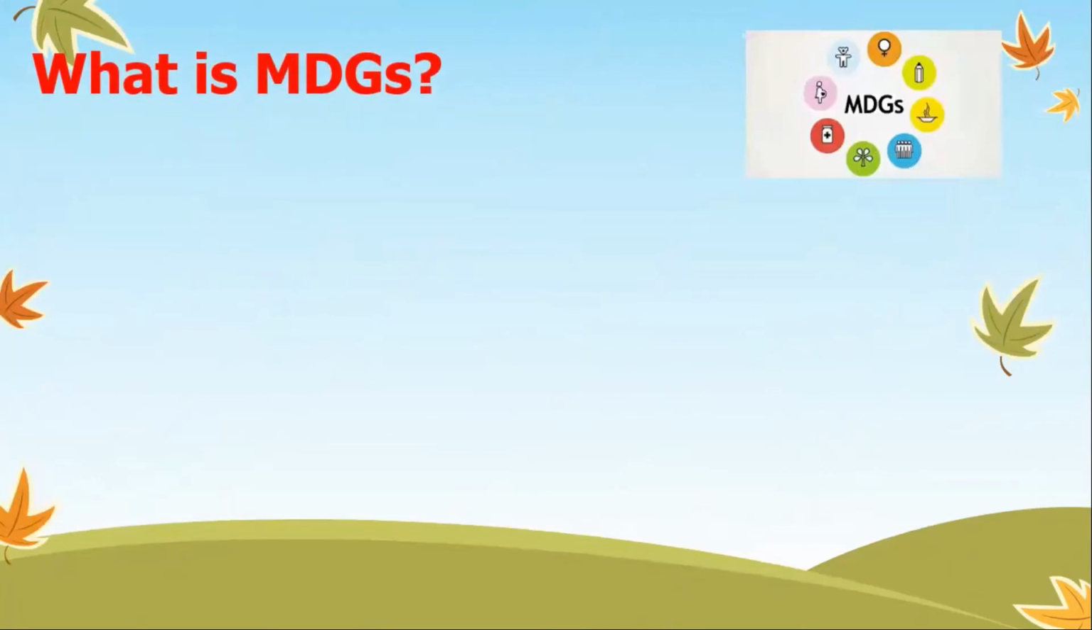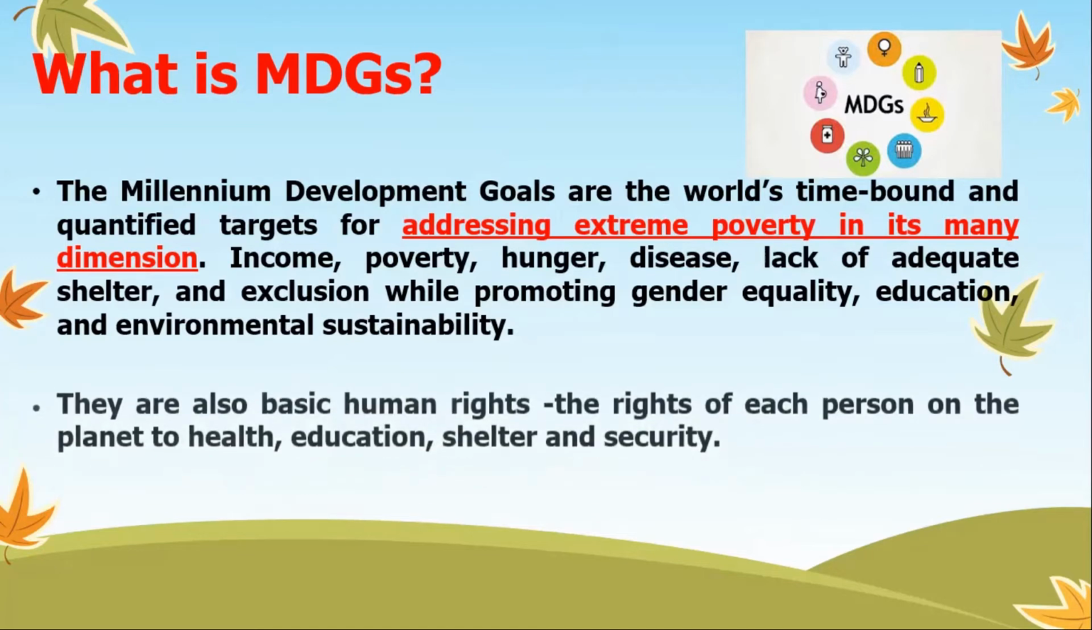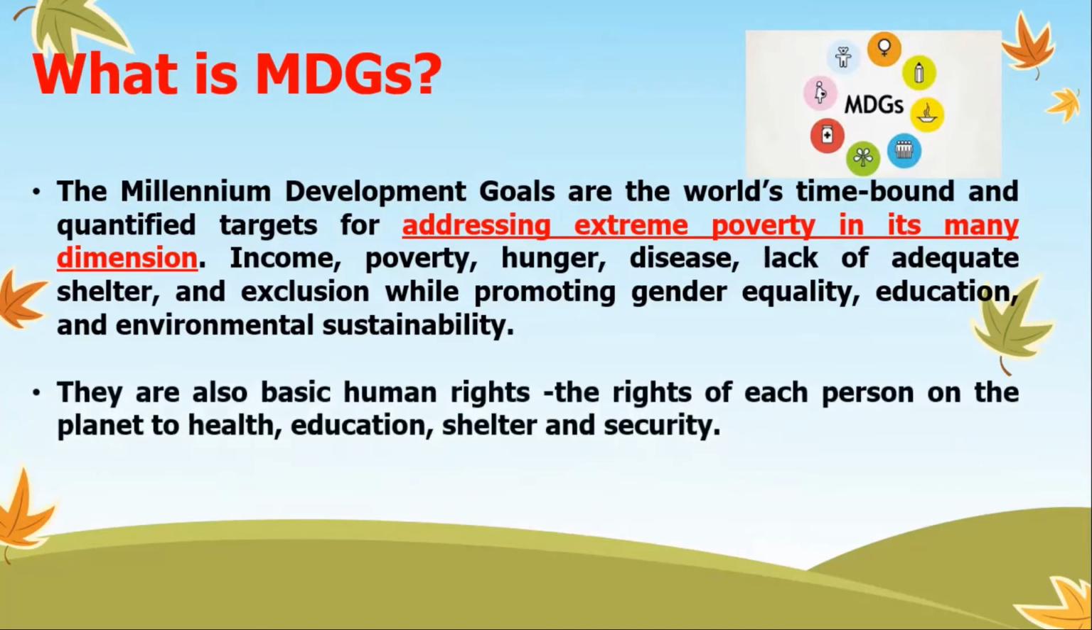So now, let's discuss the MDGs, or the Millennium Development Goals. So what is the MDG? The Millennium Development Goals are the world's time-bound and quantified targets for addressing extreme poverty in its many dimensions. So first, income, poverty, hunger, disease, lack of adequate shelter, and exclusion, while promoting gender equality, education, and environmental sustainability. Time-bound, because the 8 goals are measured or restricted by time in order to be achieved within the given duration. They are also basic human rights, the rights of each person on the planet to health, education, shelter, and security. So it also talks about human rights that are protected by both municipal and international law.